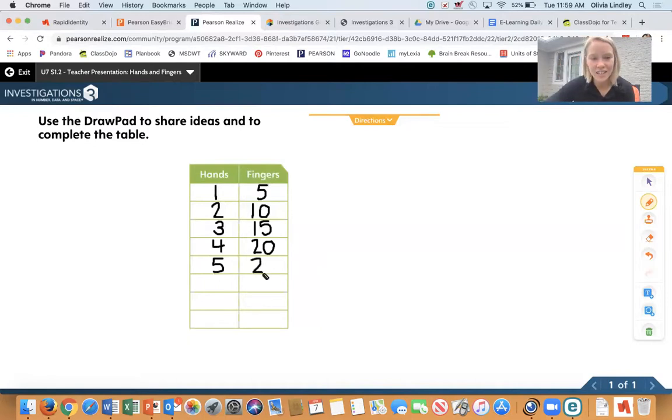Okay, looking at this, I am seeing a pattern in the ones place. The pattern that I see is each time in the ones place, it goes 5, 0, 5, 0, 5. What do you think would be next here in the ones place? 0. So I already know that that's going to be a 0.